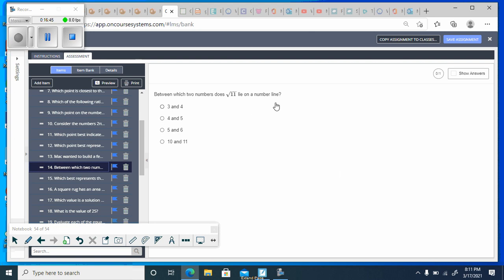Between which two numbers does the square root of 11 lie? Okay. Square root of 11. That's going to be between the square root of 16 and the square root of 9, between 3 and 4.